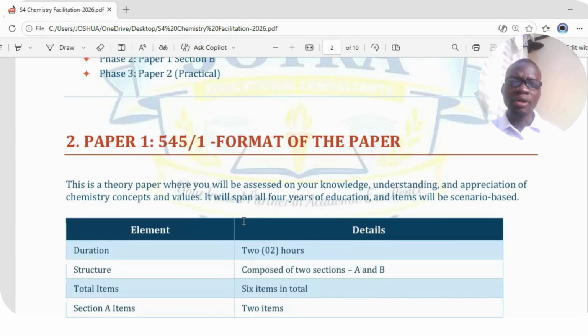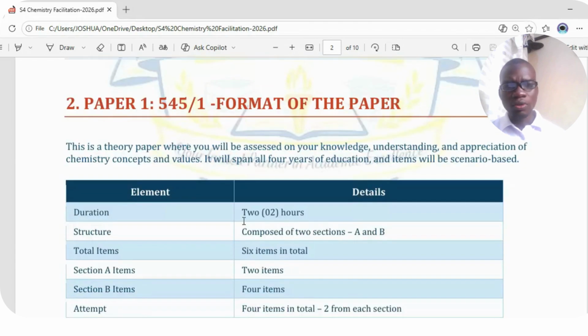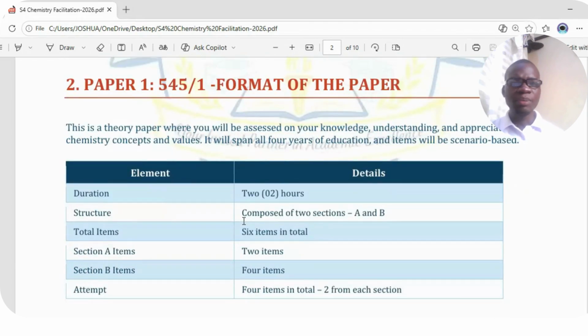This is a theory paper where you will be assessed on your knowledge, understanding, and the appreciation of chemistry concepts and values. So it spans actually 4 years of education. The items will be scenario based. That one you are very, very much aware of it. So what you need to know, this paper is actually having a duration of 2 hours. The structure is composed of 2 sections, section A and B.